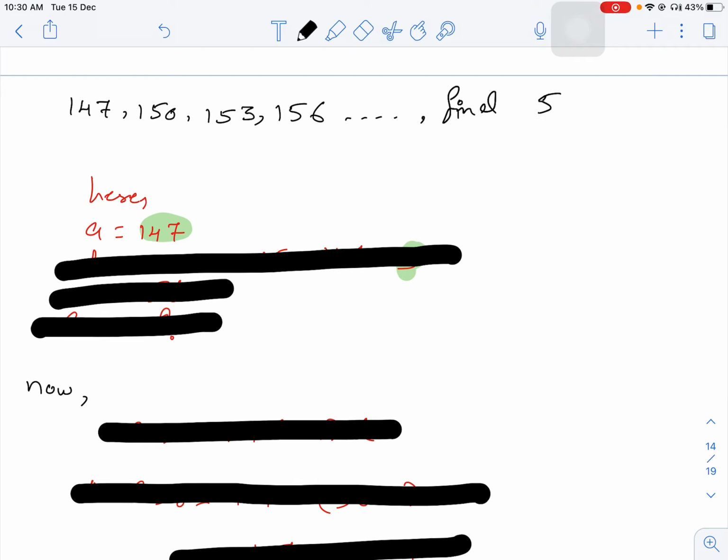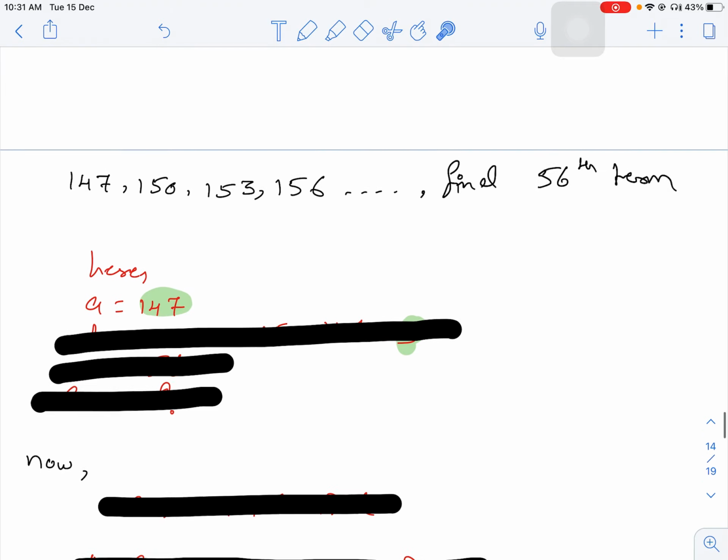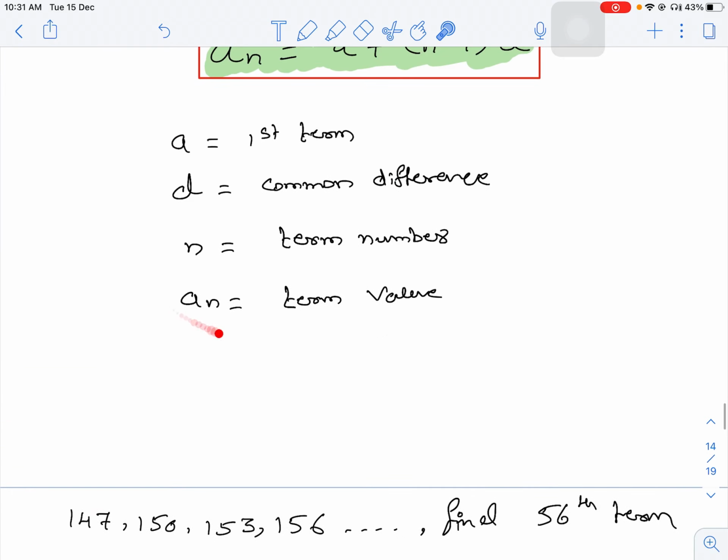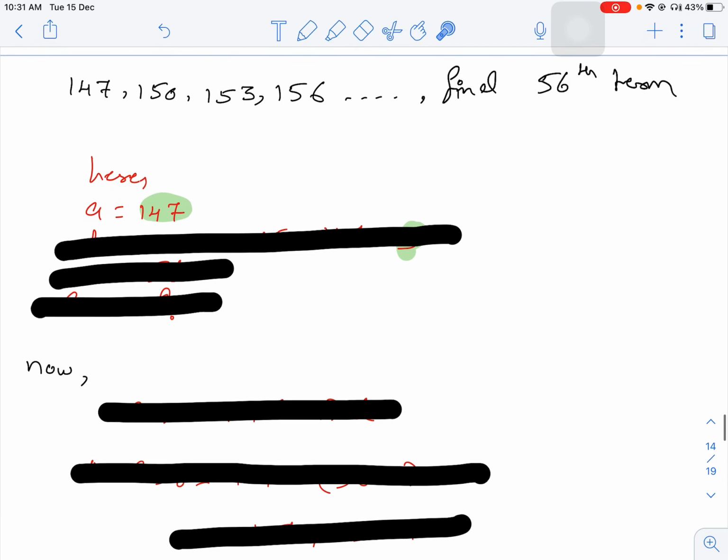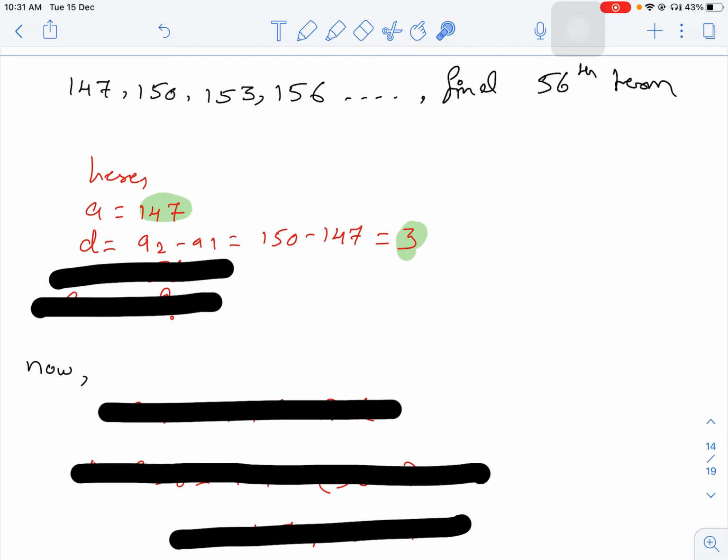Find the 56th term. First we have to write the values, whatever values we are getting, that we have to mention. So a equals 147, then D is not given, but we can find D since it is an AP. So D equals A2 minus A1, that is 150 minus 147, that equals 3.